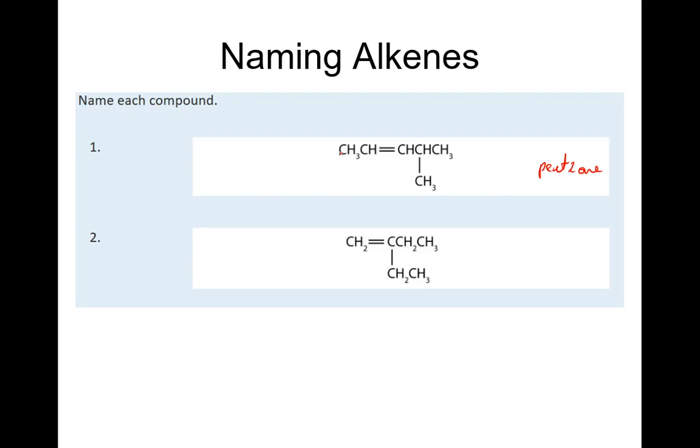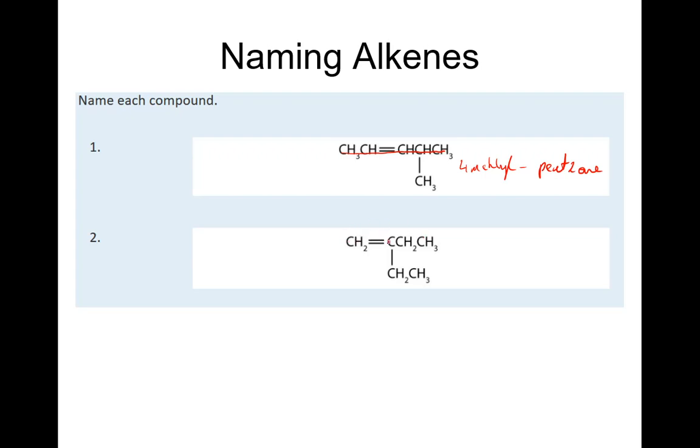So therefore we're coming this way. 1, 2, 3, 4, 5. Let's take that as the longest chain. What else do we notice? That's carbon number 2, carbon number 3, carbon number 4. So on the fourth carbon there is a branch, methyl. So this is 4-methyl pent-2-ene.